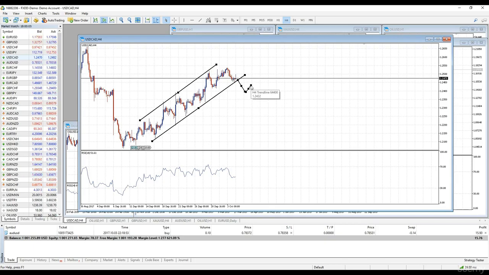And then for us to continue to move downwards, this level of support needs to be broken. So we might see something like that. But this level here needs to be broken in order for this downswing to continue.